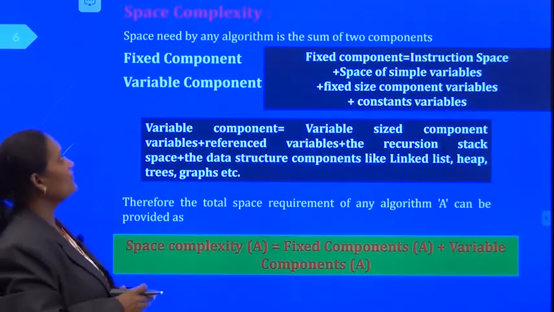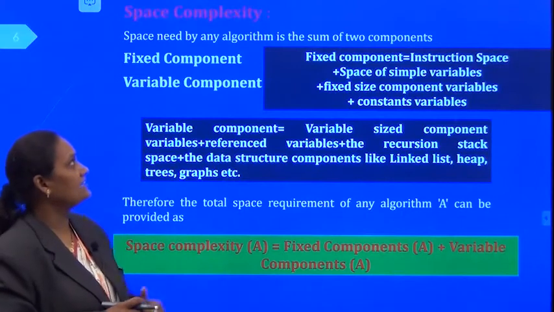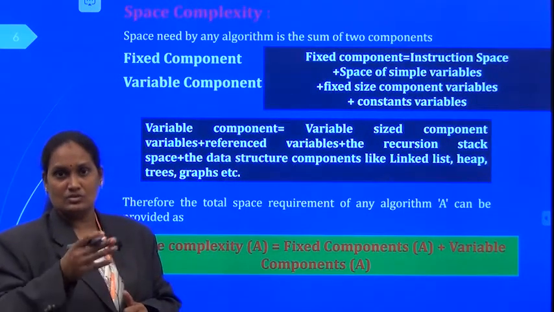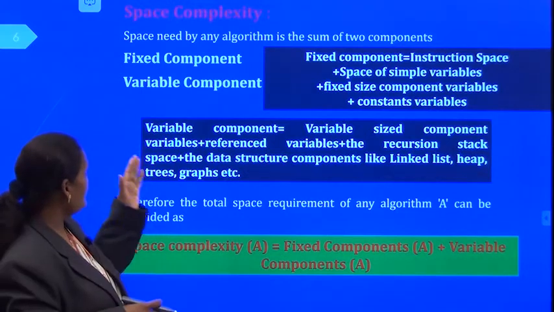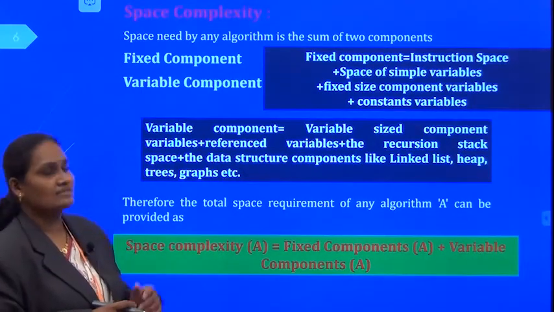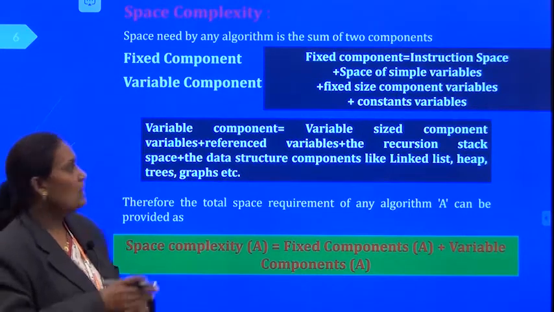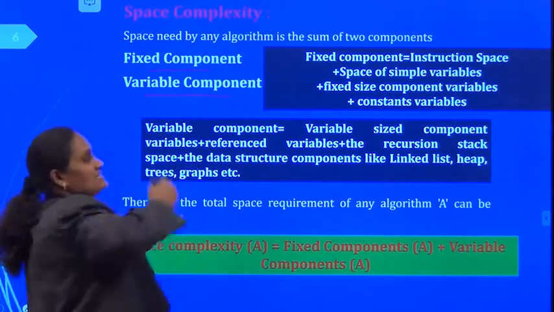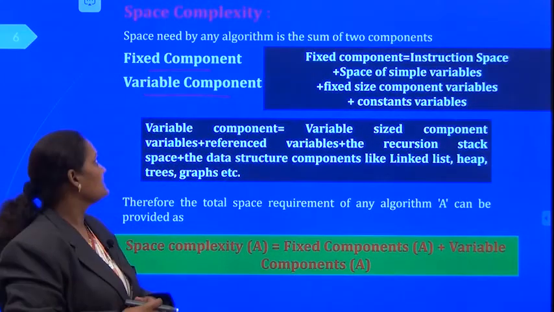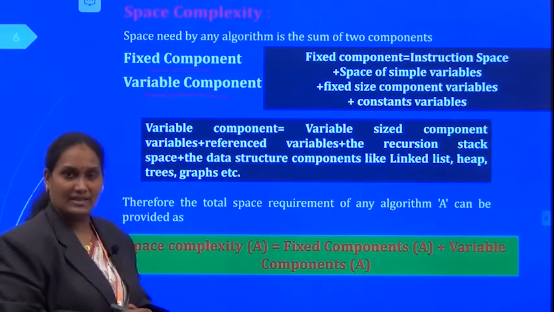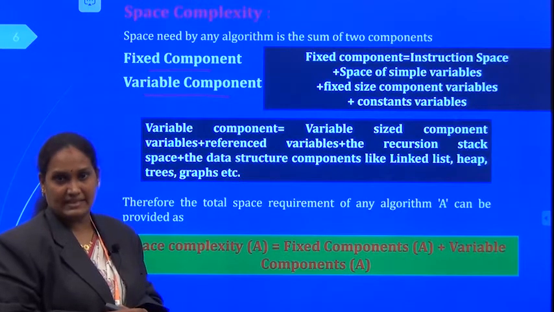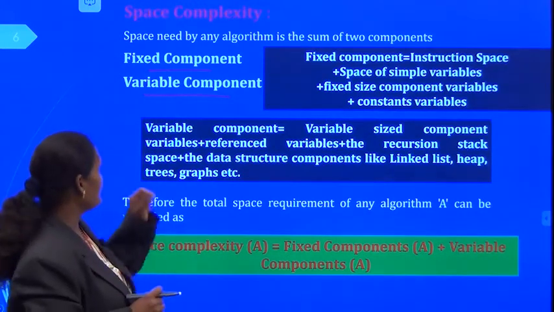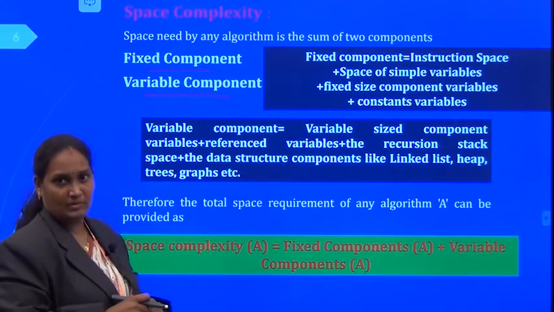Here, what is space complexity? Space needed by any algorithm to execute or to implement. Now, the space complexity can be represented as the sum of two components. One component is the fixed component and the other component is the variable component. The space complexity of an algorithm can be represented as the sum of two components: one is the fixed component and the other is the variable component.